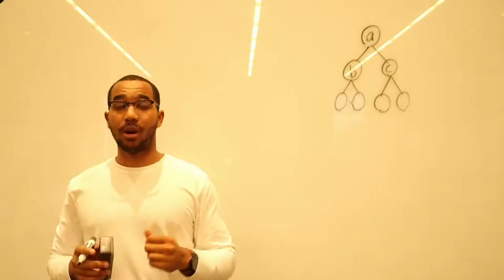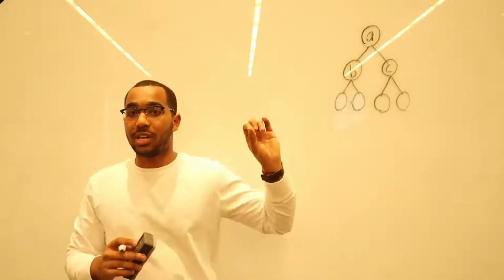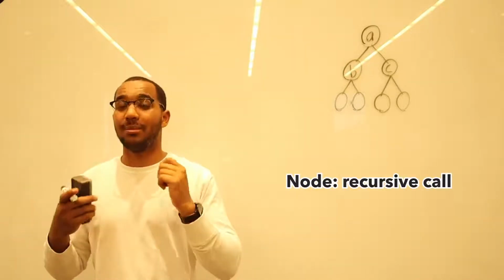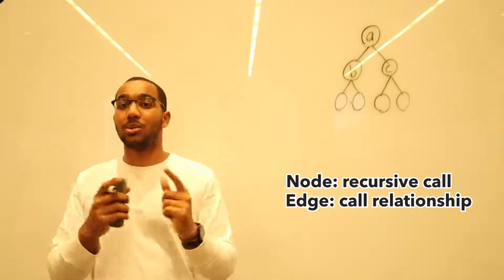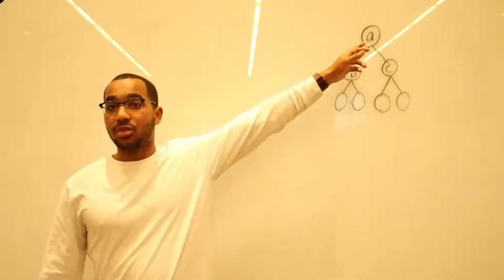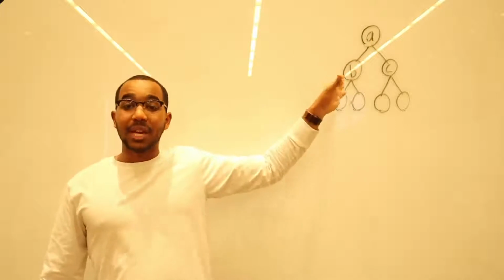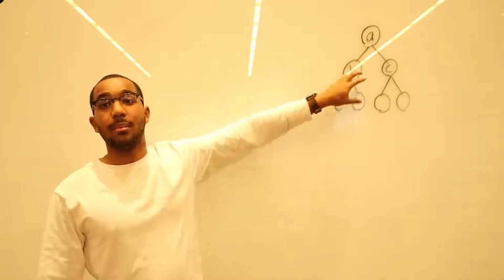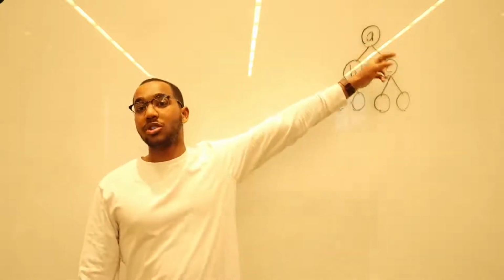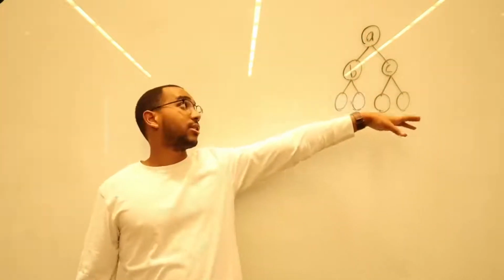As I was saying before, recursion can be visualized as a tree, and the nodes are calls. The nodes are calls themselves, and the edges in this tree are the relationships between the calls. If A calls function B, then B is a child of A in this tree. And then B is going to do its thing, it'll come back to A, and then A will call C, and C will do its thing and return to A.